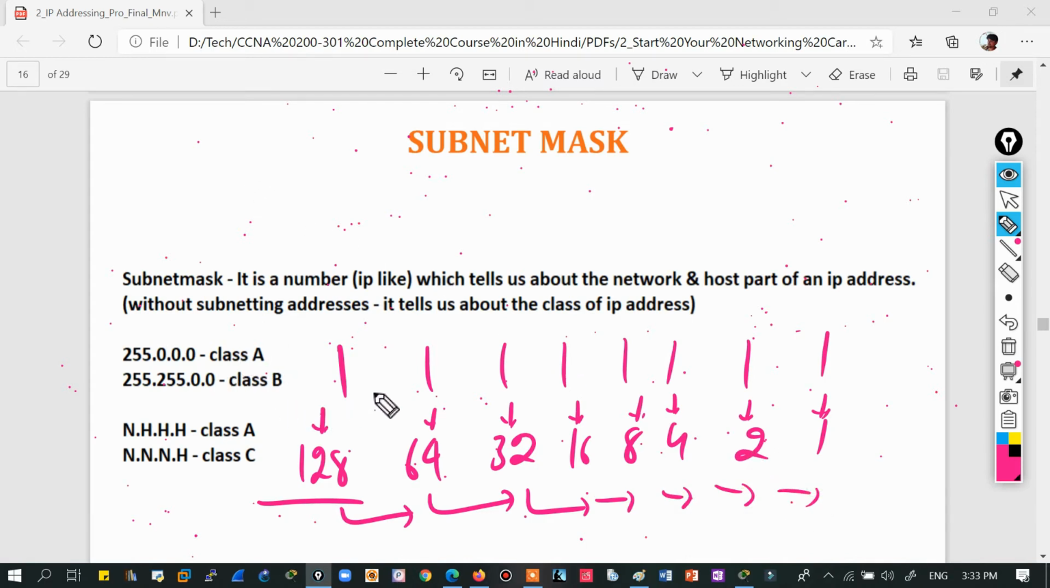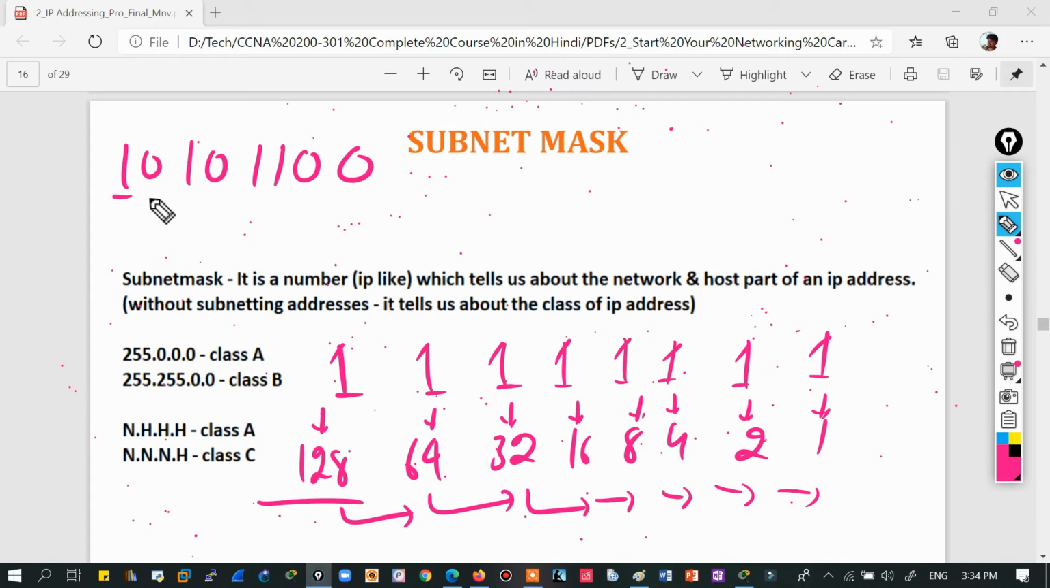Whenever you have a 1 at the upper side, add all of the below numbers. How? Let me give you an example first. Let me take 1 0 1 0 1 1 0 0. 1 2 3 4 5 6 7 8. Now, we don't need to do anything with 0. We just need to take the ones: 1, 1 and this one. So this is the first number.